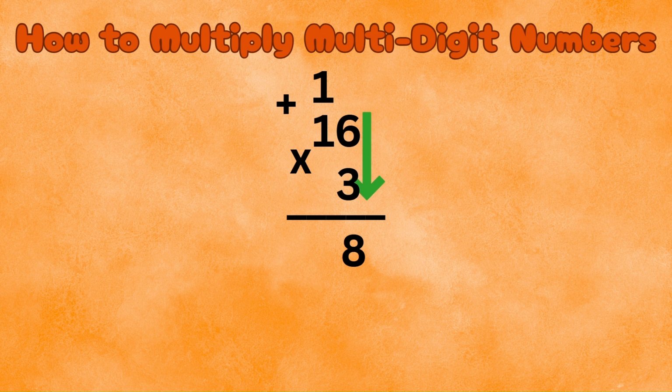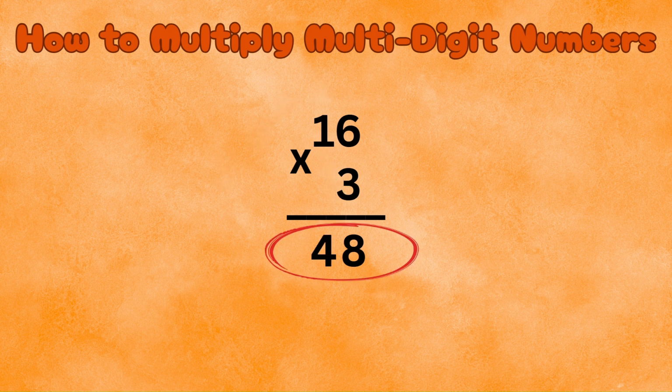With this 1, we move it above the 16, right above the 1 of the 16, and put a little plus symbol next to it to show that in a few steps we're going to add it to something. Then we multiply diagonally. 1 times 3, which equals 3. Then we take that number and we add it to the 1. We get 4. So the answer of 16 times 3 is 48.